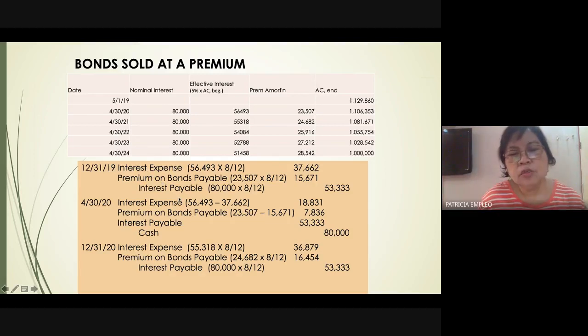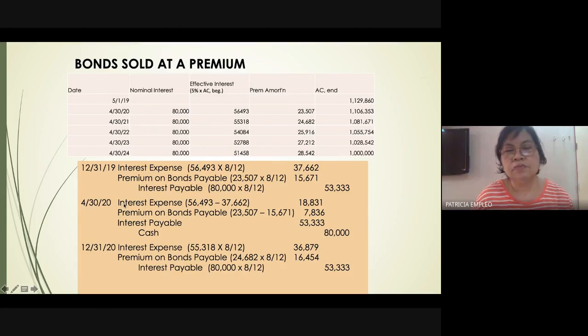Now, in our illustration, we opt not to prepare any reversing entries anymore, such that we go direct to the first interest period. That is on April 30, 2020, when we will pay our first 80,000. So we credit cash for 80,000, that is your first periodic payment. Debit interest expense to take up the remaining interest for this period, that is 56,493, but we have taken up 37,662 of interest expense last year. Therefore, the amount of interest expense for the first 4 months of 2020 is 18,831.